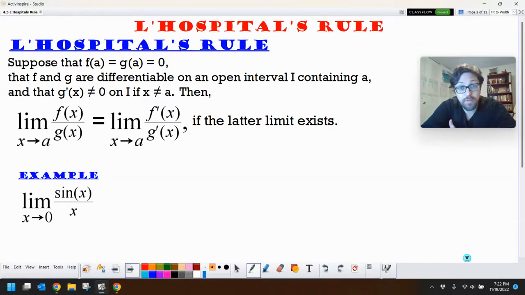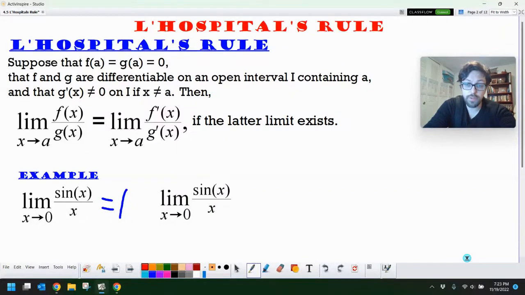An example that we've seen before is the limit as x approaches 0 of sine x over x. We knew this thing to be 1. We just kind of said that, but why? Well, if we do direct substitution, we get the sine of 0 over 0, and the sine of 0 is 0. So we get that 0 over 0, which is what L'Hopital's rule is looking for us to do.